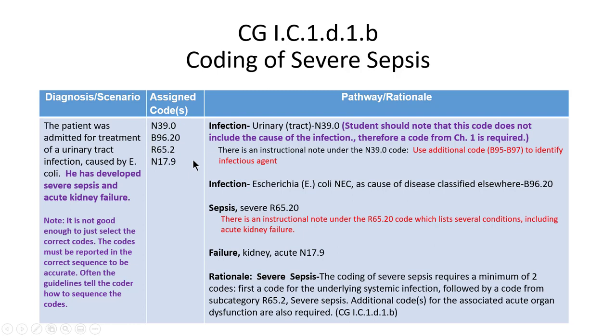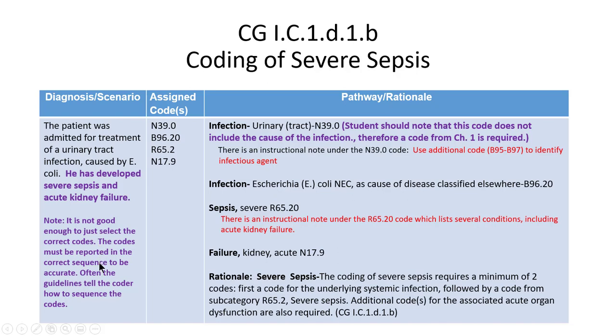You would code that UTI in N39.0. Using our instructional note, use additional code, we would code the infectious organism E. coli. Then we would code the severe sepsis. And then we would code the acute kidney failure. There's an instructional note under sepsis, R65.20, that has several conditions, among them the acute kidney failure. So you're going to be sure you code that.